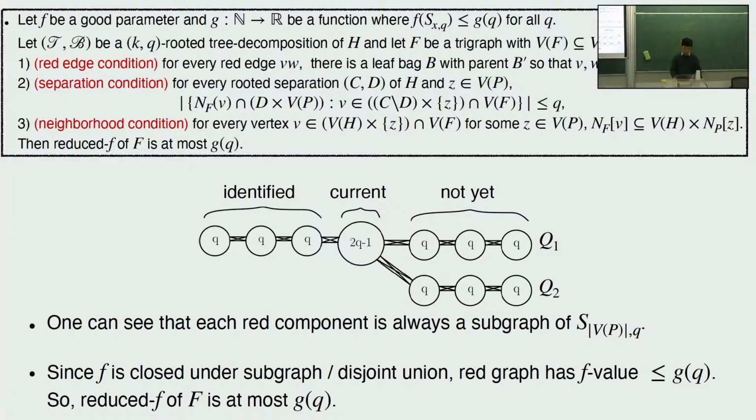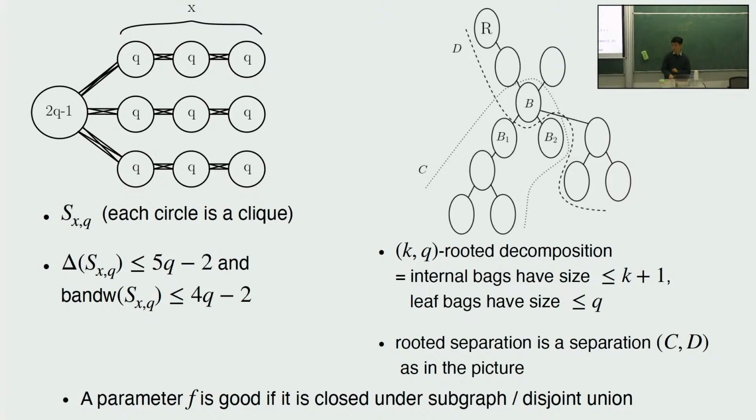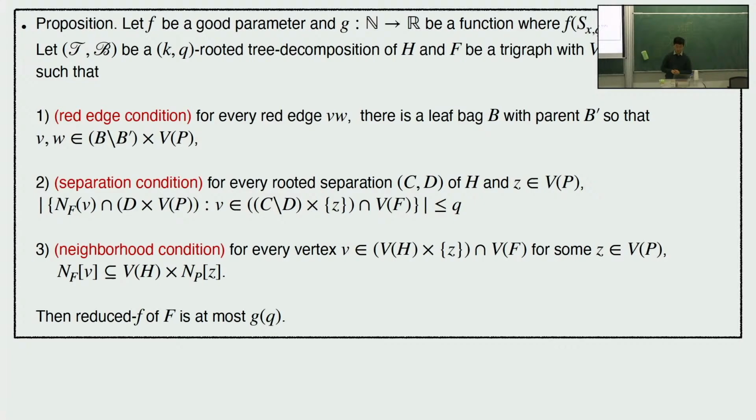So in this proposition, F is any good parameter, where good just means that it's closed under subgraphs and disjoint union. So you can adapt it: if F is the maximum degree, then it gives a bound on twinness, and if you apply it with bandwidth for F, then it gives a reduced bandwidth bound. Yeah, because it's just adapting the reduced bandwidth to the maximum degree, then you have two times the bound, but we have a slightly improved bound if you directly apply this proposition.